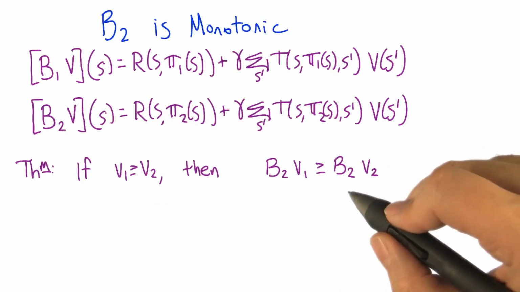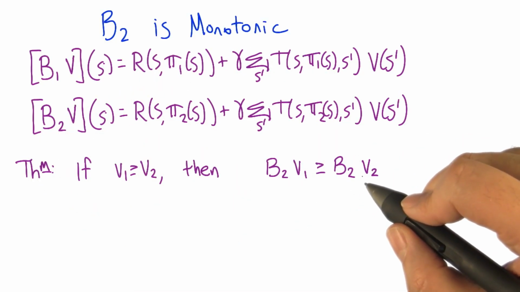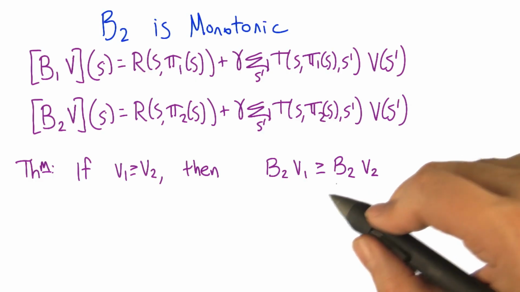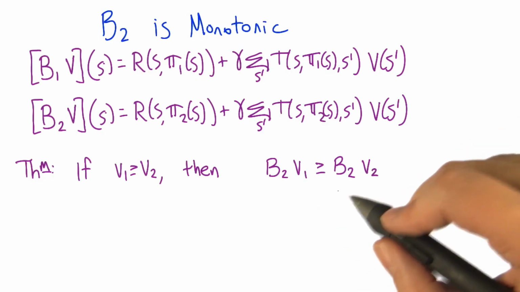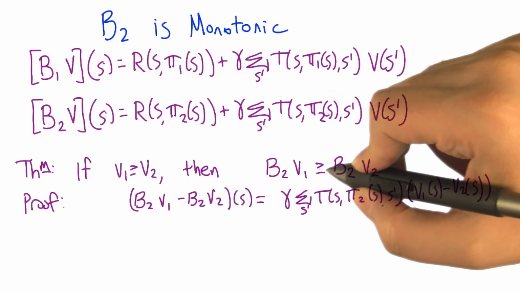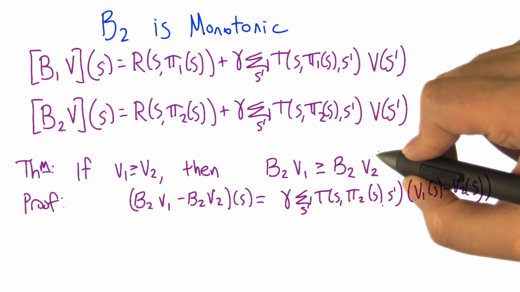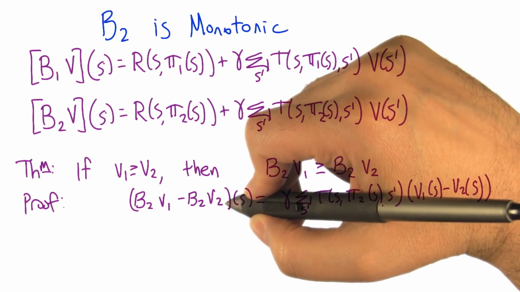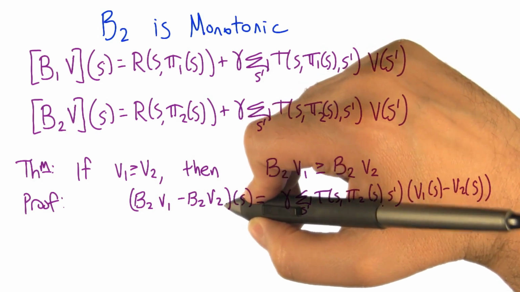So how would we show something like this is true? The standard thing that we always seem to do is go back to the definitions and just plunk things through, and let's see what we get. Okay. To show that B2 V1 dominates B2 V2, I'll just subtract one from the other and see if the result is always non-negative.